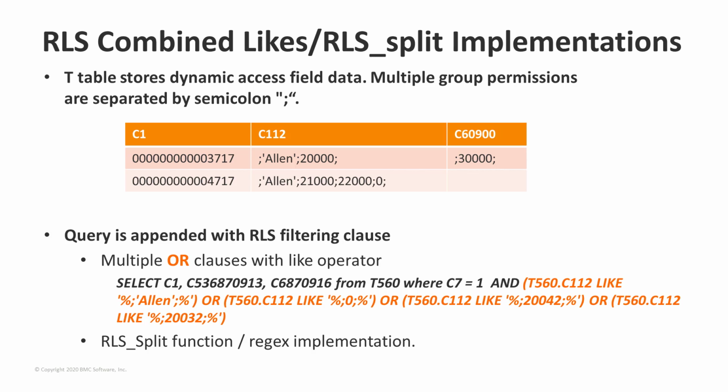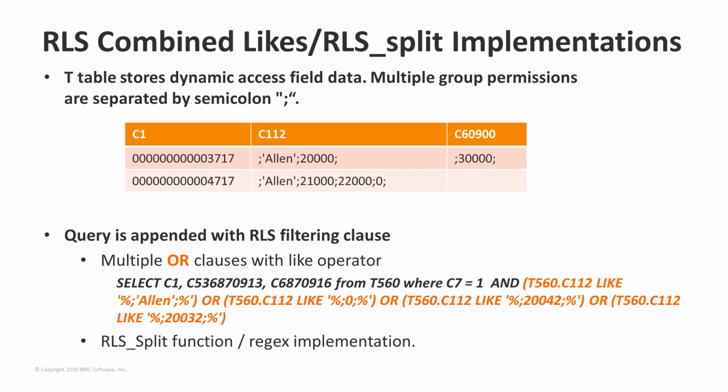As you can see in the RLS clause, the username and all of the user's groups are compared against the dynamic access field column using the like operator with multiple OR clauses. There is one more implementation called RLS split that was introduced around the 9.0 timeframe. In this implementation, AR server evaluates RLS using a custom DB function, RLS split, for SQL Server database, whereas for Oracle database, it uses a regexp function.